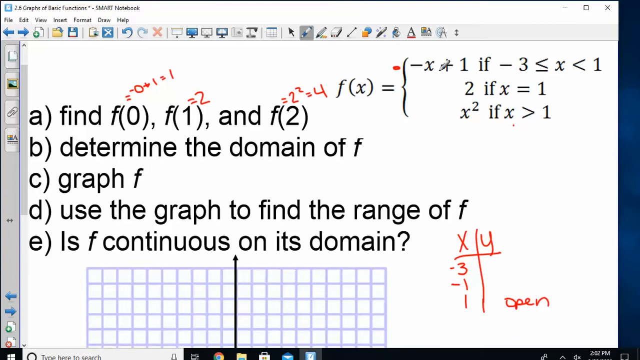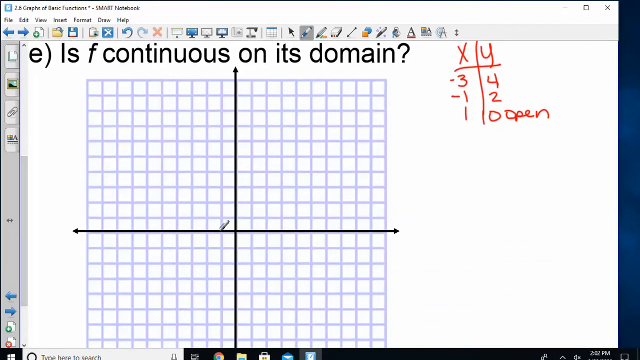Okay, so if I put in negative 3, opposite of negative 3 would be 3, plus 1 is 4. If I put in negative 1, opposite of negative 1 is 1, plus 1 is 2. If I put in a 1, opposite of 1 is negative 1, plus 1 is 0. So I have a closed circle at negative 3, 4. And at 1, 0, it's open. But because we had 2 endpoints, this does not extend, it just stops.